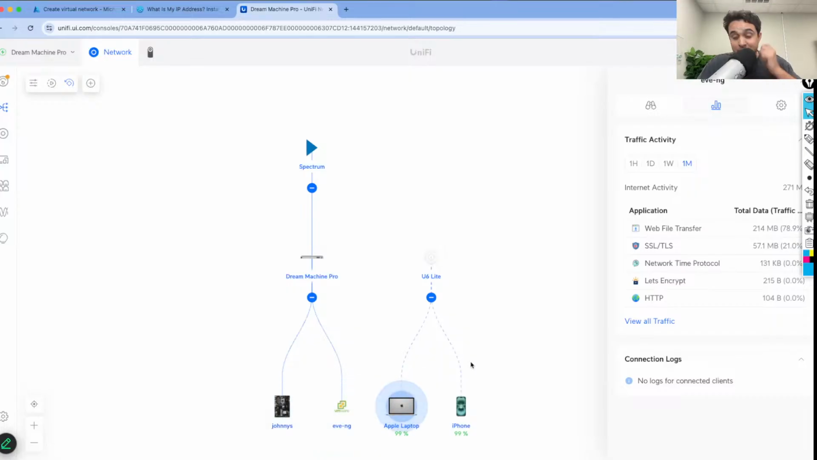But yeah, so that is a form of SDN, right? I can control an entire enterprise from this one console here. If I had all Ubiquiti switches, all Ubiquiti routers, I could do that, right?